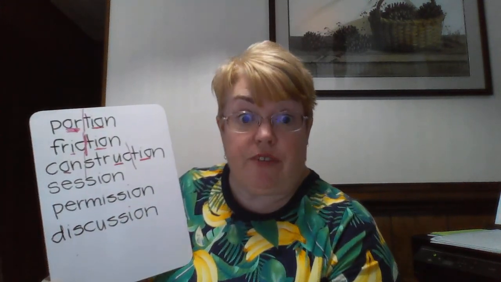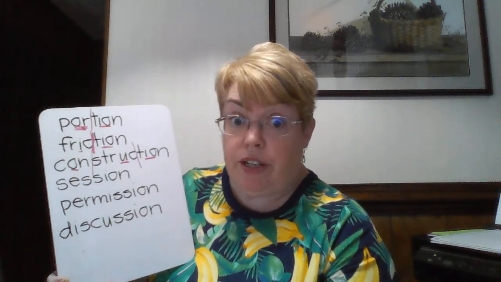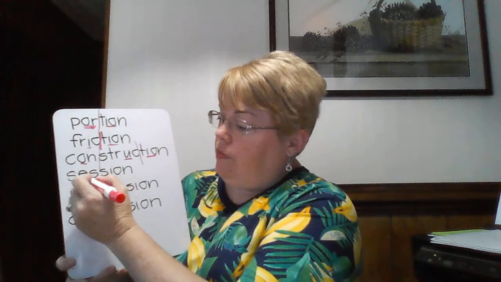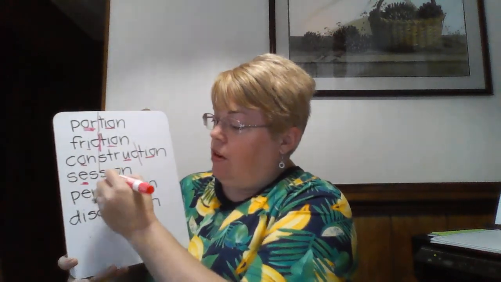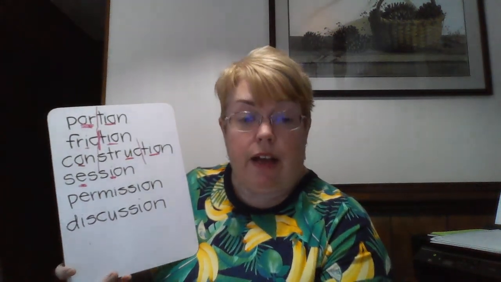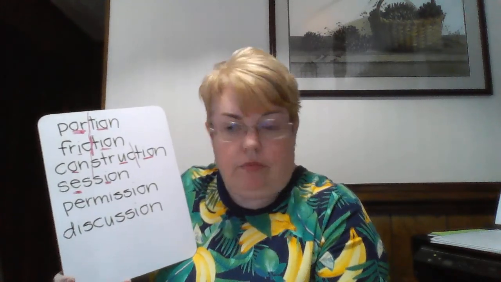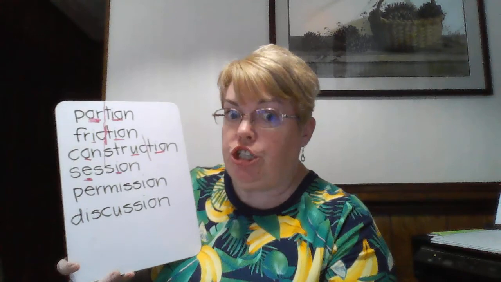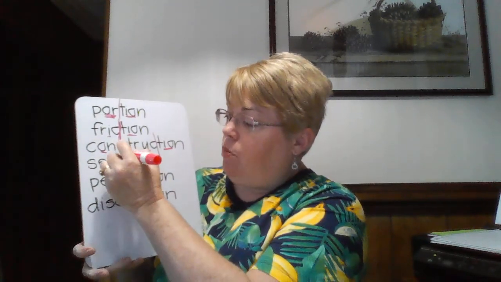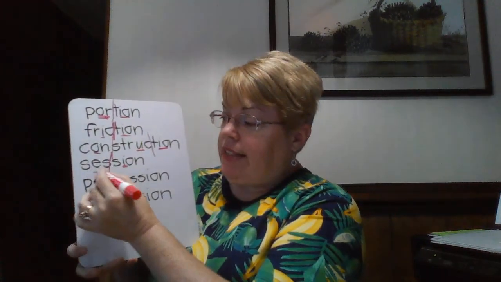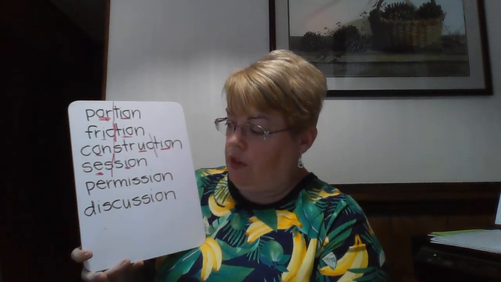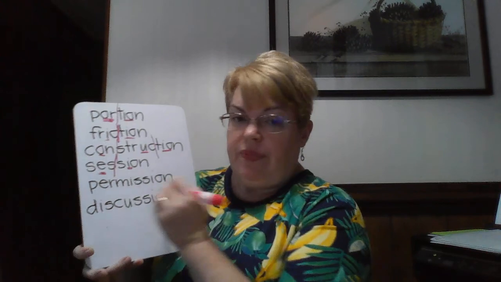Session. You do it first. What's the first thing we do? Identify our vowels. Then we're going to look at the end. I see something that's stable, something that doesn't change and has its own sound. Shun. And we divide. Session. Okay, let's try permission. Let's do it quietly.